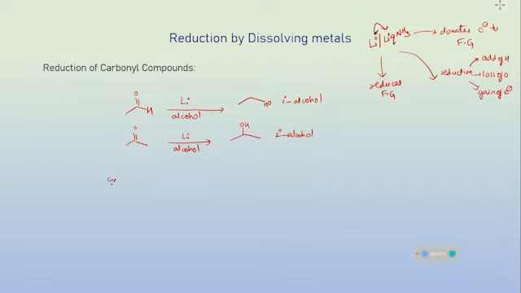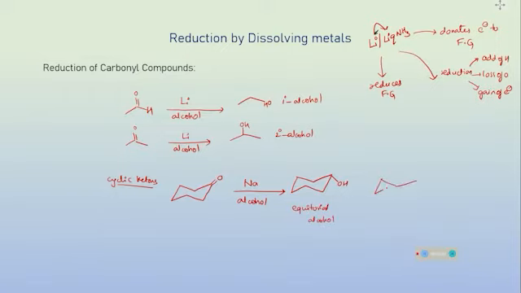In the case of cyclic ketones, stereochemistry is very important. Let us take cyclohexanone. This is the chair conformation of cyclohexanone. On reaction with sodium in the presence of alcohol, it produces the equatorial alcohol as the major product, because the lone pair electrons on the axial carbon are more favorable when compared to the equatorial.